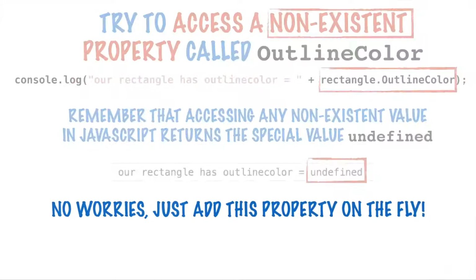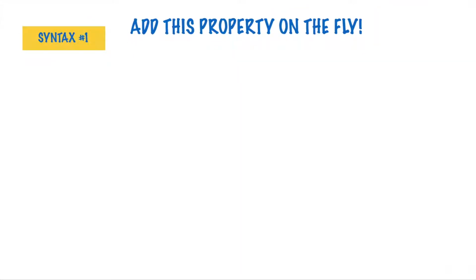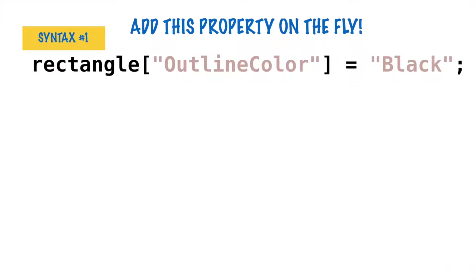Let's look at how we would dynamically add the outline color property to this rectangle object. There are 2 ways of doing this. We'll first look at syntax 1. Here, note how it looks on screen. This is how we add the outline color property on the fly to an object which has already been created using an object constructor. Rectangle, open square brackets, in quotes outline color is equal to black.